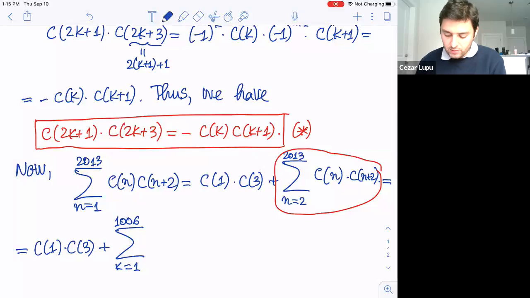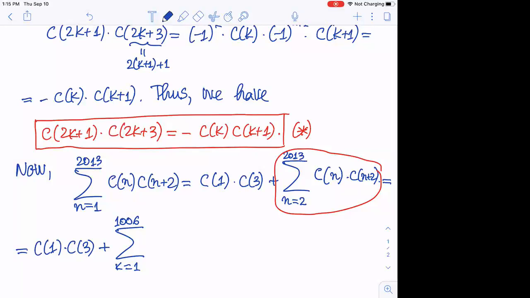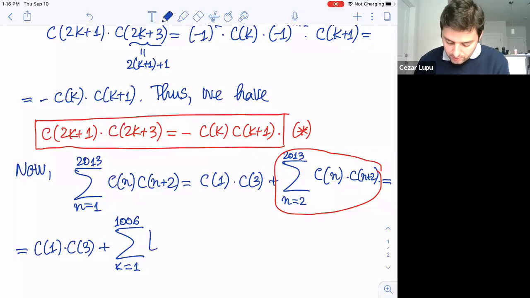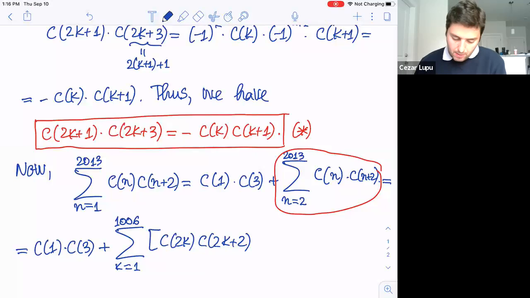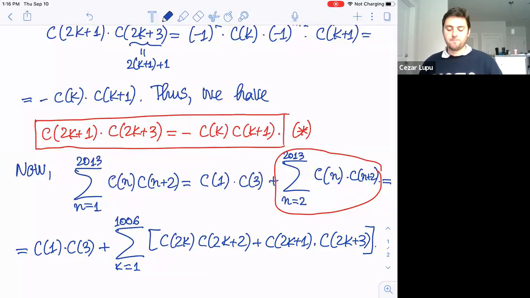All these terms of this form, right... Wait, how'd you get the 1006? How'd you do that? Wait, just a second, I will rewrite the sum right now, because you will see that I'll have here C2k instead of n, because you reduce it by 2, times C2k plus 2, plus C2k plus 1 times C2k plus 3. So this is how I rewrite my sum.